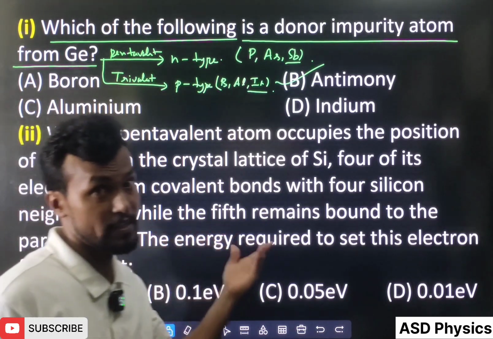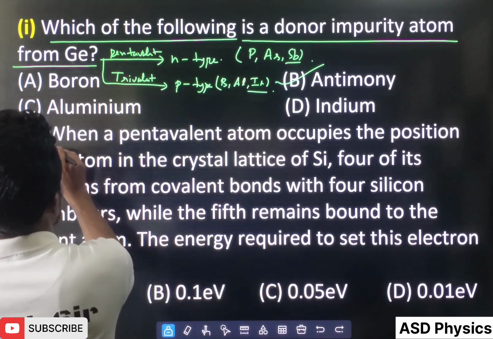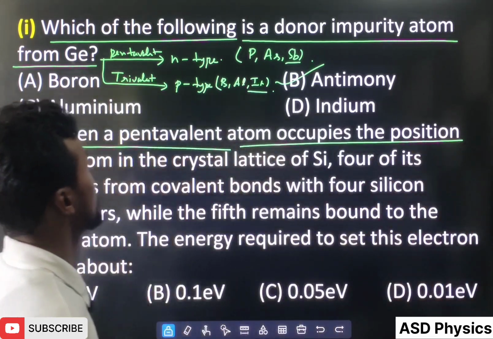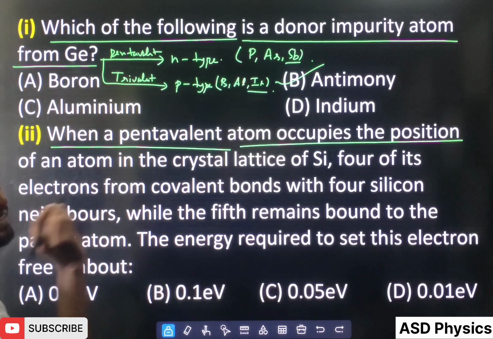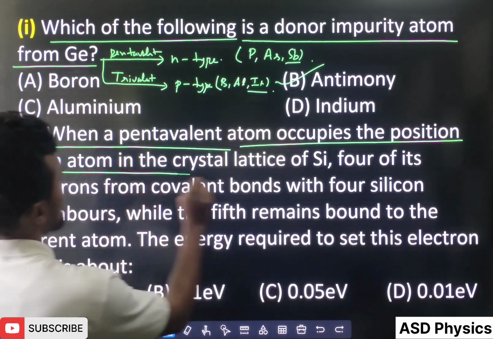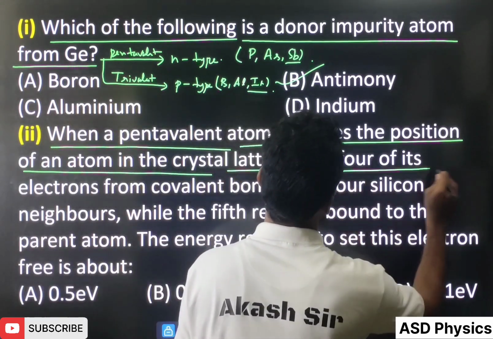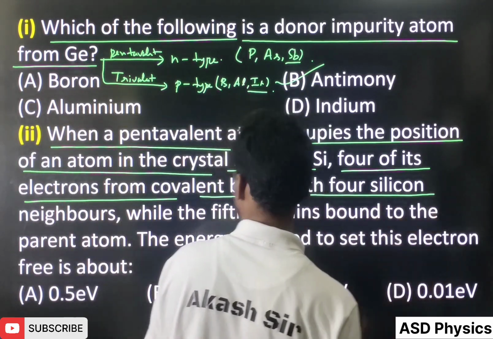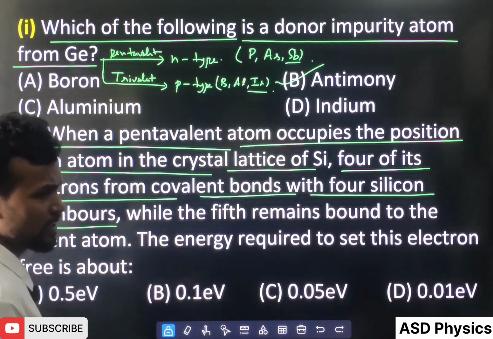Now see the second question. It looks somewhat big. See here. When a pentavalent atom occupies a position in the crystal lattice of silicon in an N-type semiconductor, 4 of its electrons form covalent bonds with the 4 silicon neighbors. Now the covalent bond will form.